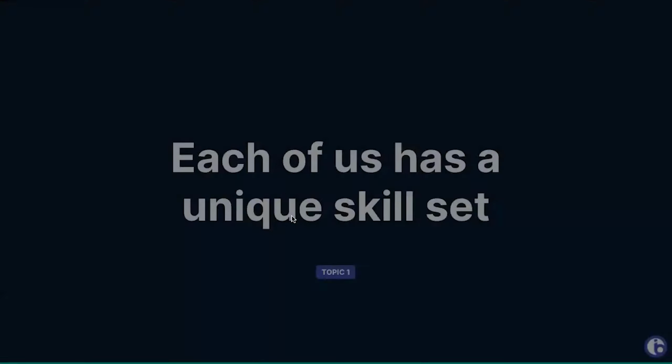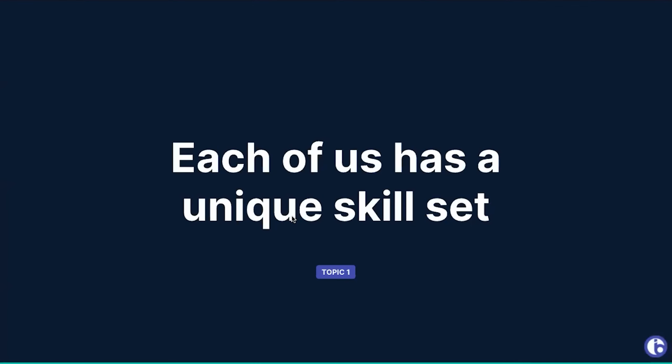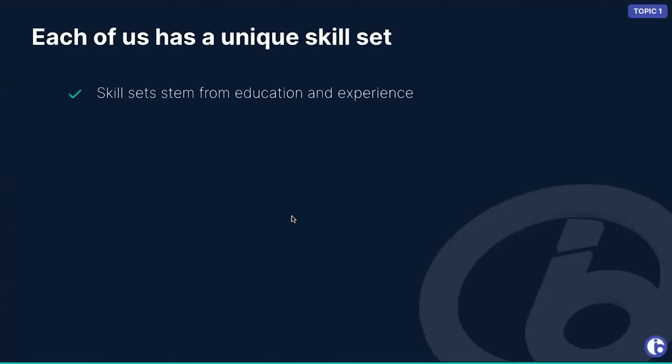Beginning with topic number 1, each of us has a unique skill set. The first point for you today: skill sets stem from education and experience. If you think about anything that you've done in the past, in your career, at school, at university, in further education, maybe it's a hobby, maybe it's a passion, where did you pick up the skills to do these things? Where did you pick up the skill to enjoy these things? There's a very good chance that whatever it is you believe you have a skill set in, it came from in-depth education, either conscious or subconscious.